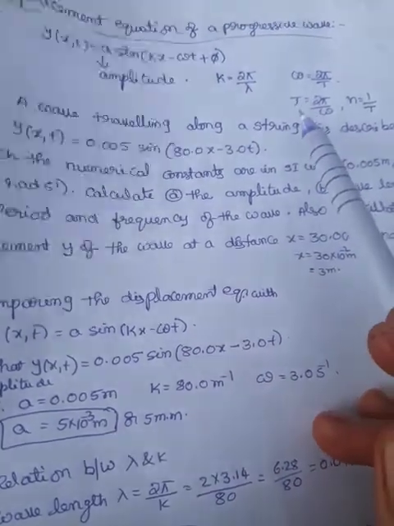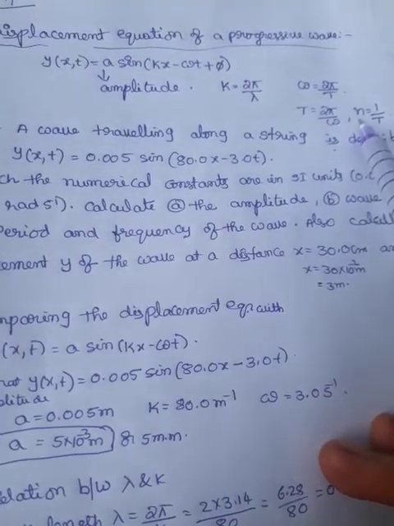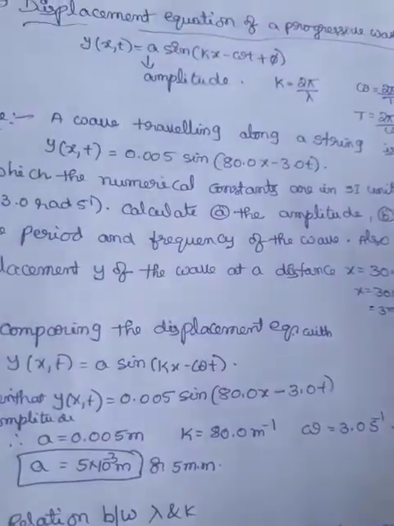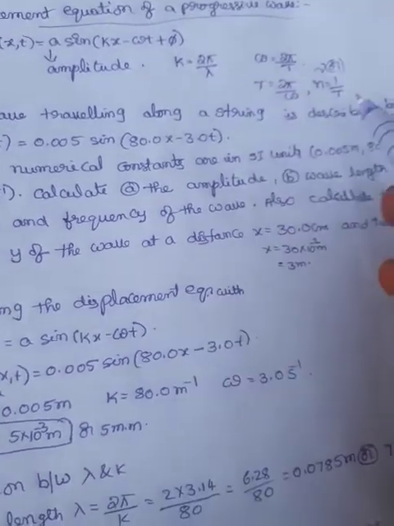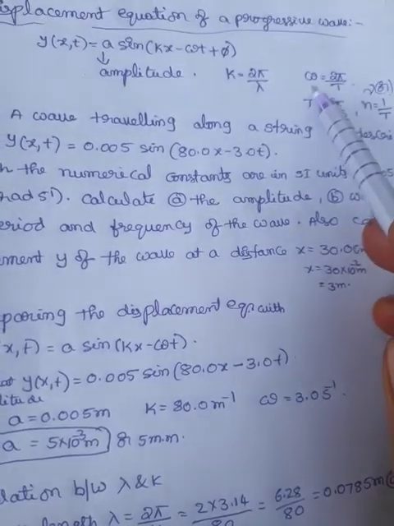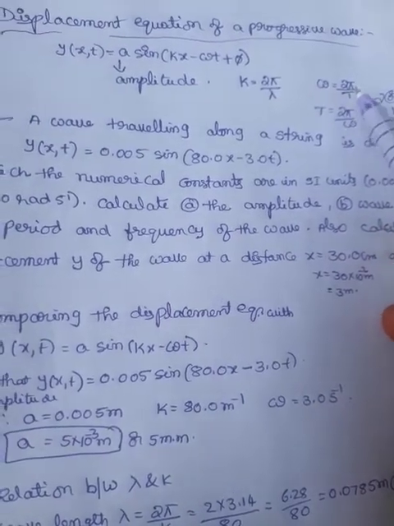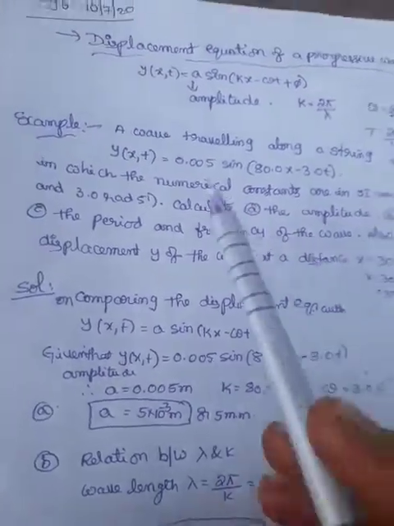The time period formula is T = 2π/ω. Frequency is denoted with n or ν. This is called nu. Frequency n is equal to 1 by time period. Next, ω = 2π/T. In this topic we solve one problem, an example problem.